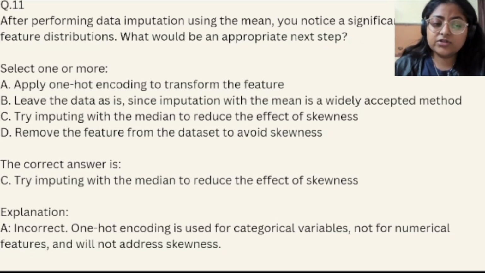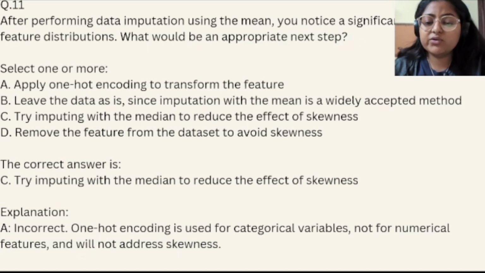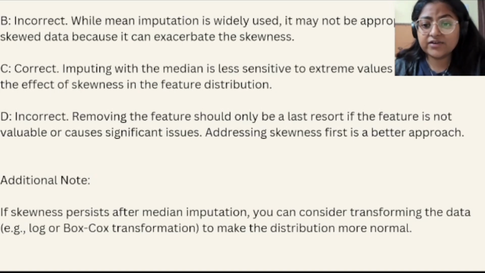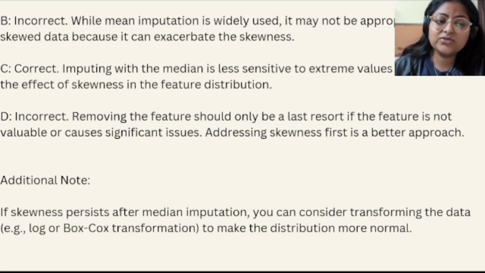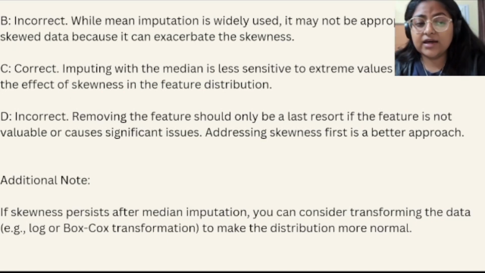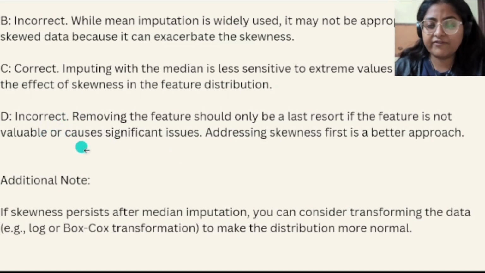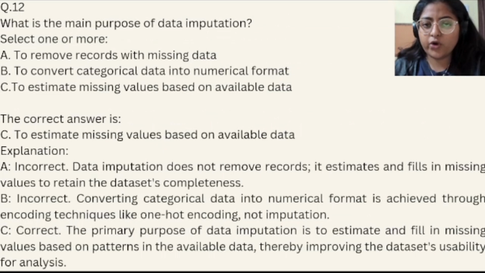The correct answer to this question is option C. Try imputing with the median to reduce the effect of skewness. And we are choosing this option because imputing with the median is less sensitive to extreme values and can reduce the effect of skewness in the feature distribution. You can see here I have also mentioned what the incorrect options are and why we haven't chosen them. If skewness persists after median imputation, you can consider transforming the data to make the distribution more normal.